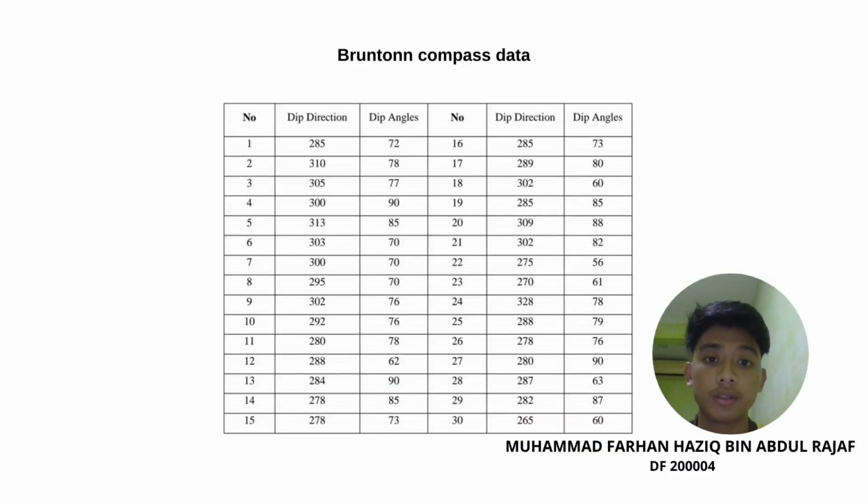This is the Brunton compass data that we have put in a table, for which there are 30 samples that we found on the site. The data shows dip direction and dip angles as shown in the tables above.